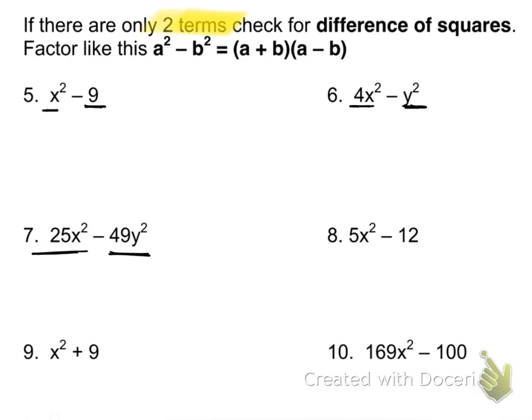Then you look for a difference of squares. Difference meaning subtraction. You have to have a subtraction sign. So look at these 6 problems, and we notice that this one has a plus. Number 9 has a plus. So that means it's not a difference of squares. So we can't factor it as a difference of squares because it's not a negative.